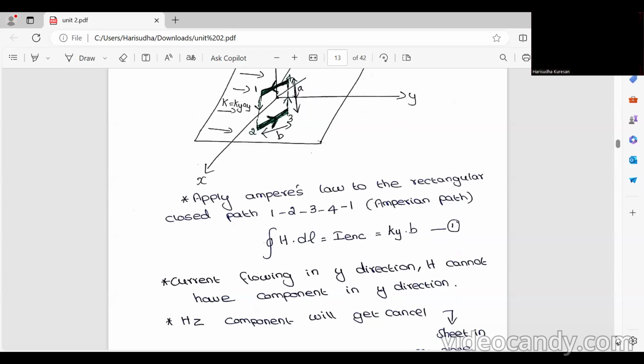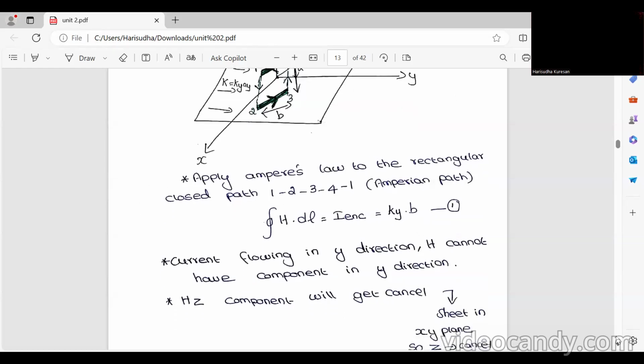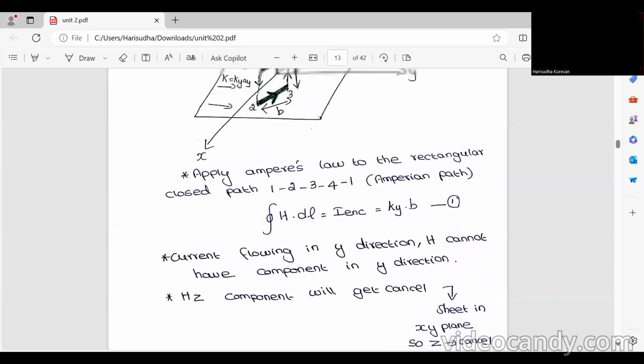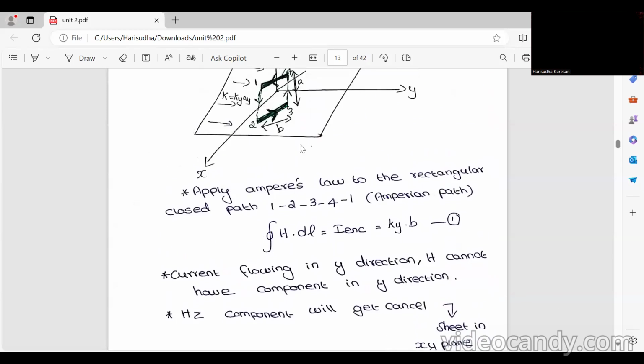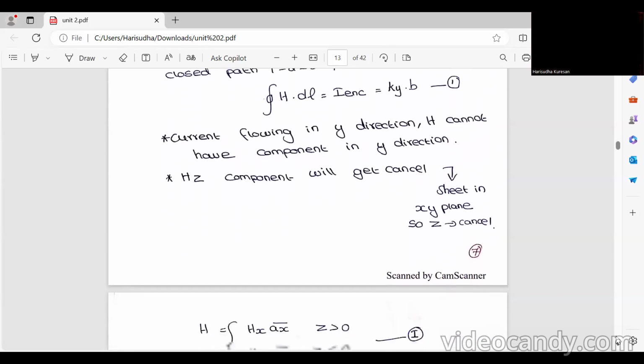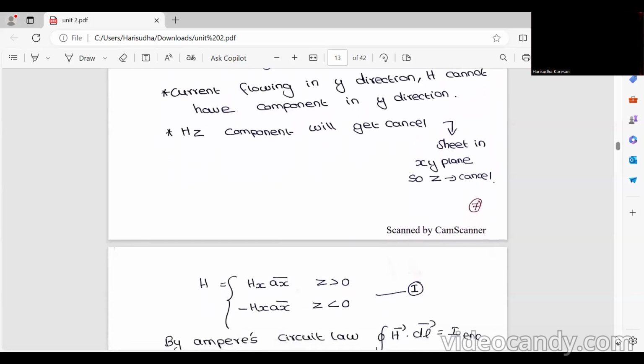So the current is flowing in the y direction. So this is your y direction. With the current flowing in the y direction, the H component cannot have any component in the y direction. So the Hz component will get cancelled because the sheet is in the XY plane. You can see in the diagram, the sheet lies in the XY plane. That's why the Hz component will get cancelled.